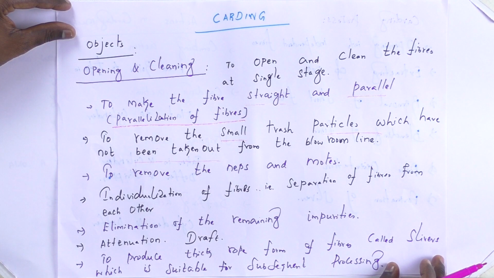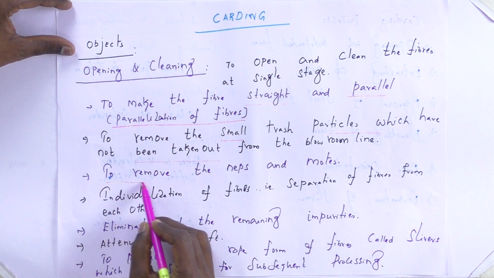The second object: to remove the small trash particles which have not been taken out from the blow room line. So we know very well in blow room we are using opening machine and cleaning machine for cleaning and opening the cotton, but it is not possible to clean all the 100% waste in blow room line itself. So we need carding process also for doing the cleaning work. Here when the fiber is moving through the wire points, the fiber to fiber separation takes place. So the trash present inside the fibers is removed from the wire points.